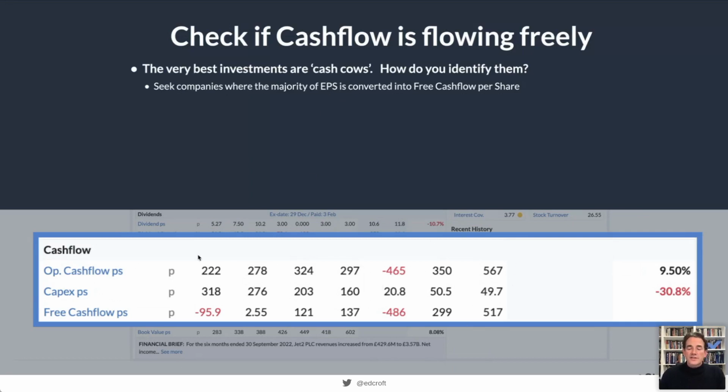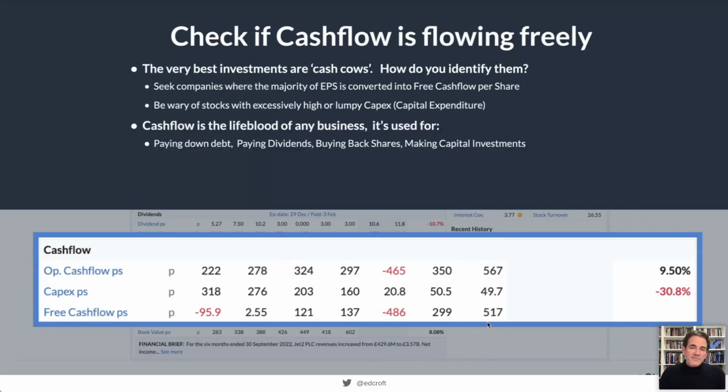Now, we've designed this so that you've got operating cash flow, which is the cash flow from operations, which is often offset by CapEx, capital expenditure, in a resource intensive business. So if you've got hard assets that need to be invested in, or they're rolling out stores everywhere, you might see CapEx investments. And then that will be subtracted from operating cash flow to give you free cash flow per share. It's the lifeblood of any business. It's used for paying down debt, paying dividends, buying back shares, all the good things that shareholders like.